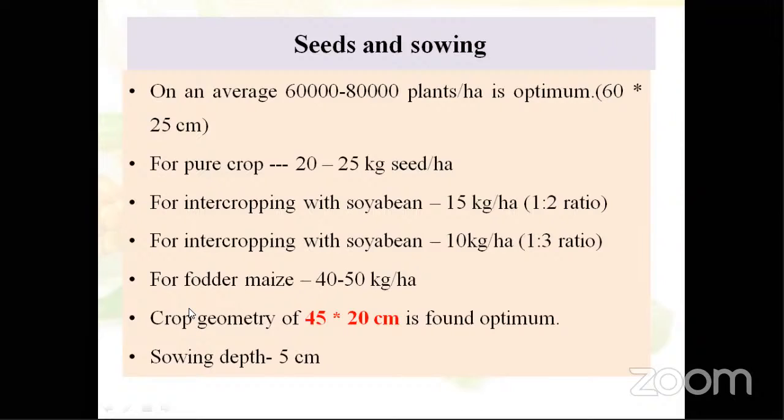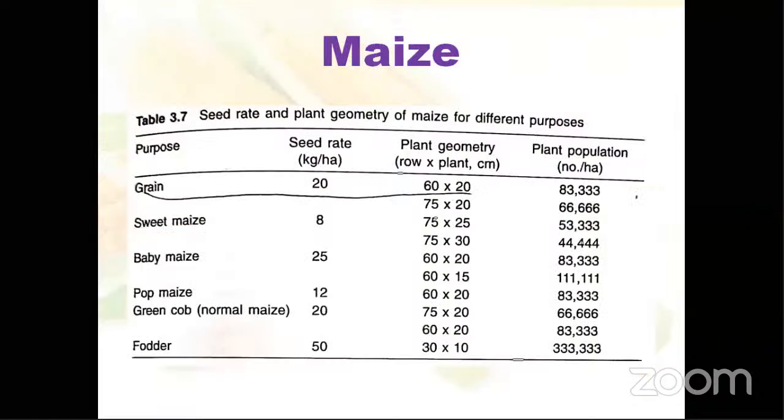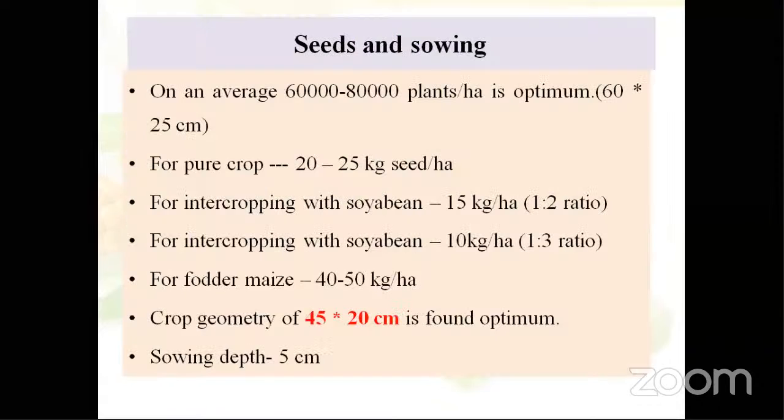Then coming to depth of sowing. What depth do you have to sow the crop? 5 centimeters. This depth of sowing is determined based on what? Seed size. Okay. Then how much depth do you have to go based on seed size? 3 to 5 centimeters. Okay. So sowing depth is 5 centimeters, and based on the coleoptile length or seed size, we have to decide that.